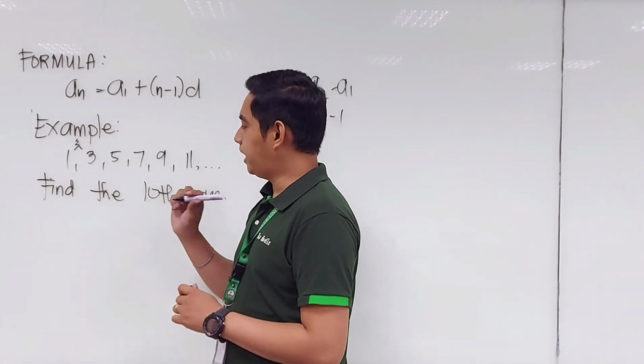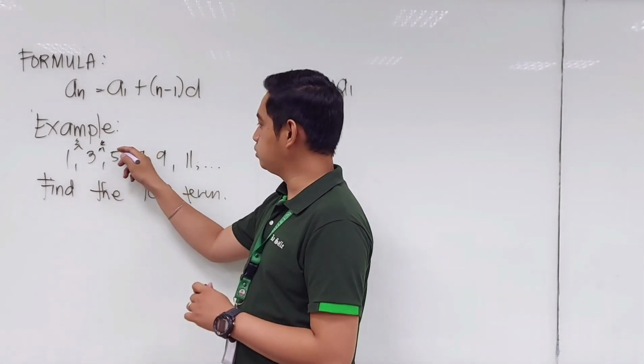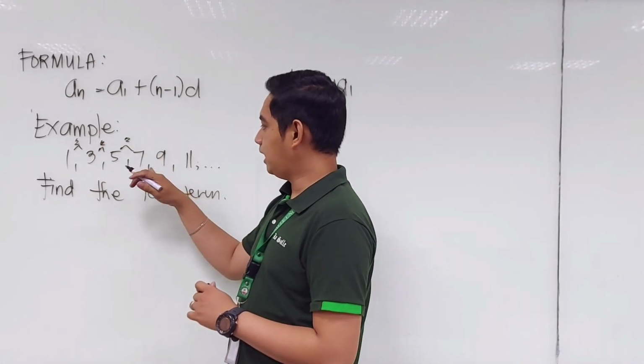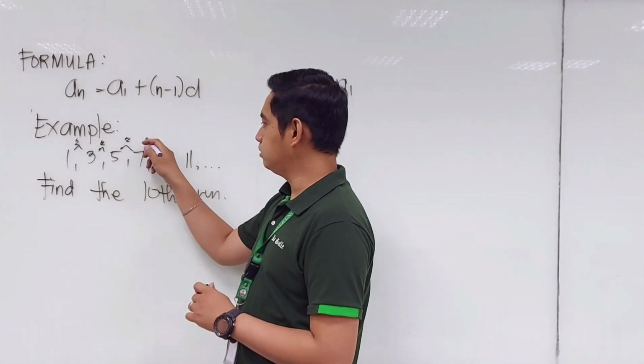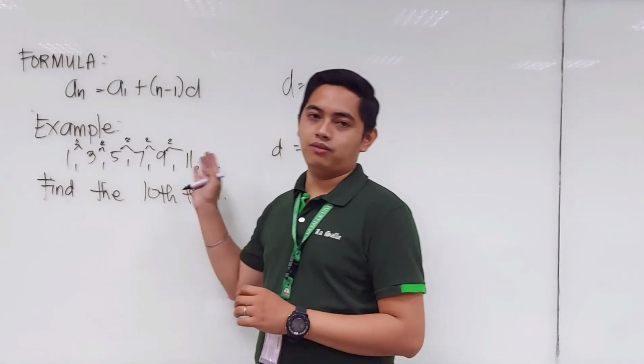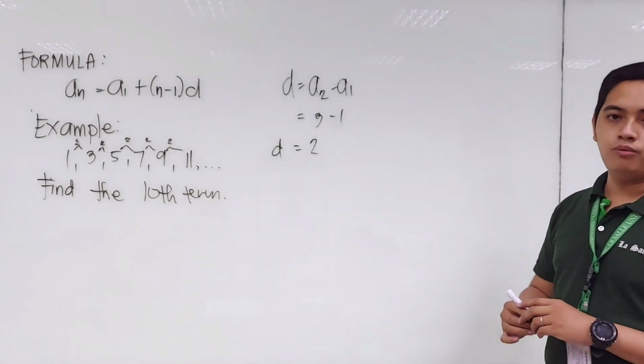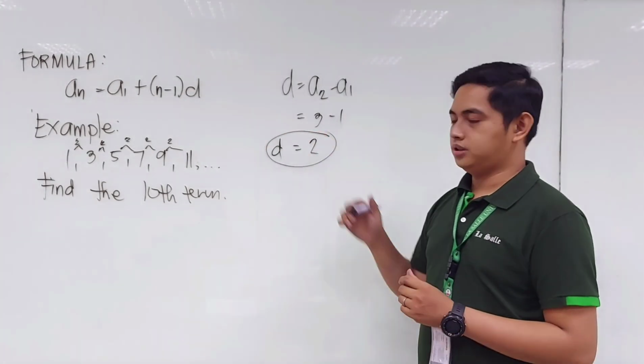So 5 minus 3 is 2. Then 7 minus 5 is 2. Then 9 minus 7 is 2. And then 11 minus 9 is 2. So we can say that the given sequence is an arithmetic sequence because we have a common difference of 2.